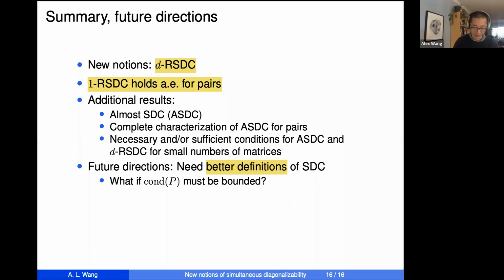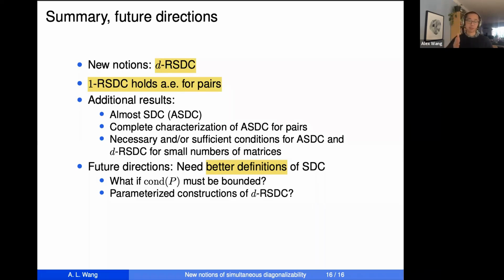A different take on this is that, as we saw, the 2-RSDC condition number was much smaller than the 1-RSDC condition number. The reason for this is that when you have more and more variables, you have more and more freedom in the constructions that you can make, and hopefully, if you're clever, you can make these condition numbers smaller. And that is indeed what we saw for 2-RSDC versus 1-RSDC.